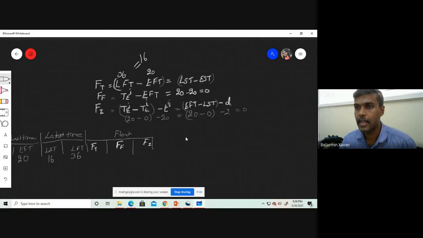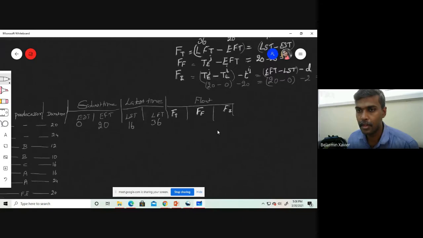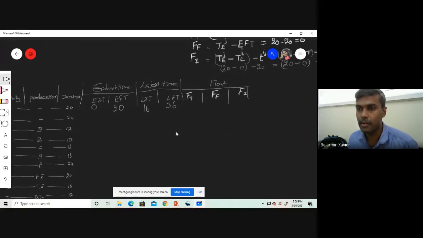And latest starting time is, earliest starting time is 0 and latest starting time is 36 minus 20, that is 16. Again it will come 16. So both the values are same as per the formula. So you can calculate that from here itself. You have earliest starting time here, earliest finishing time here, latest starting time here, and latest finishing time here. So the total float is 16.